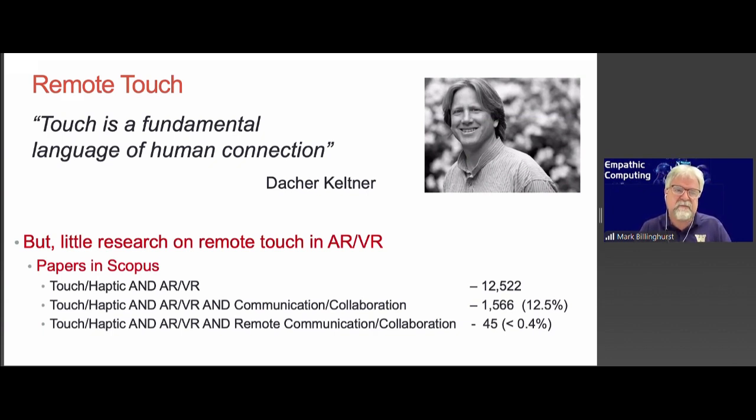I looked at haptics and touch in AR and VR, and it pulled up 12,500 papers. And then if you combine that with communication and collaboration, it drops down to about 1,500. And then if you combine it with collaboration and communication that's remote, it drops down to only 45 papers. So less than 1% of all the papers published on haptics and touch in VR and AR is around remote touch and remote haptics.